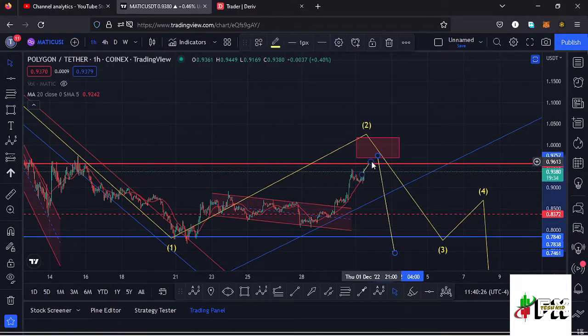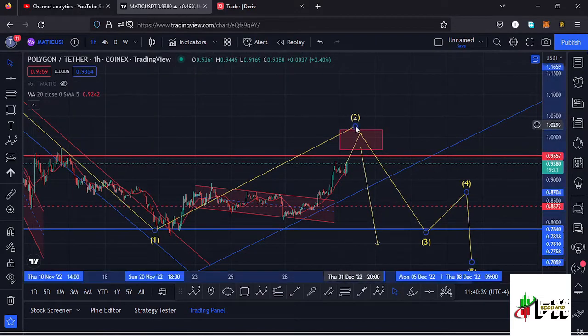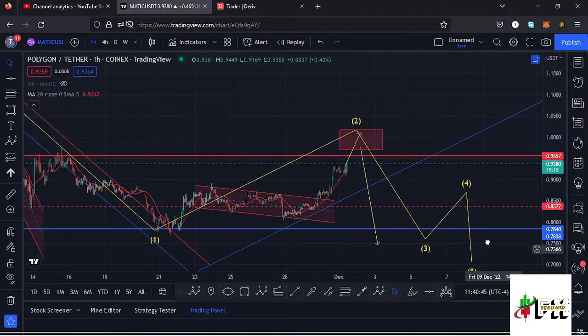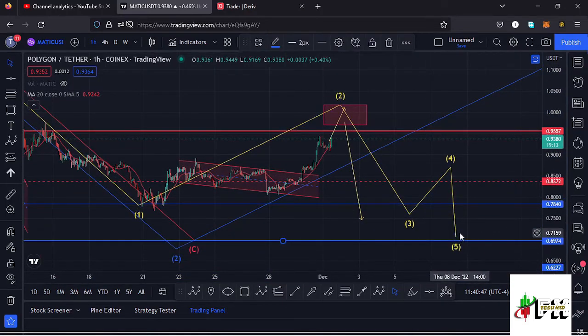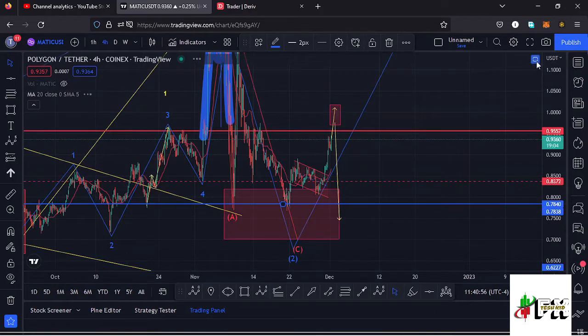Then I will expect Polygon Matic to fully maximize the formation of that higher Elliott wave count 2, that is this Elliott wave count 2 over here in yellow. Then expect an impulsive movement to the lower side in the formation of a wave 3, and in this Elliott wave structure, this wave 5 is what should fully maximize the formation of this higher Elliott wave count 2 to the lower side.